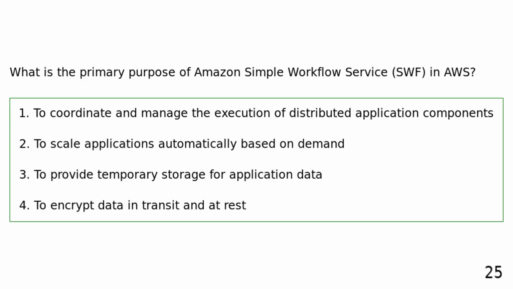What is the primary purpose of Amazon Simple Workflow Service in AWS? To coordinate and manage the execution of distributed application components. To scale applications automatically based on demand. To provide temporary storage for application data. To encrypt data in transit and at rest.